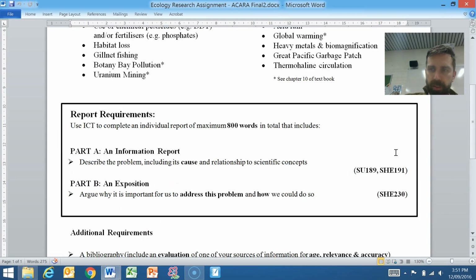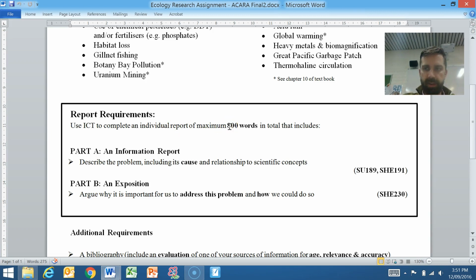Okay, let's have a look at the report requirements. So that's in this big box here. You're going to use ICT, so that means you're going to be writing this on a computer. That means information computer technology. You're going to write an individual report, so you're going to do it individually, you're not working on this together. And the maximum is 800 words.